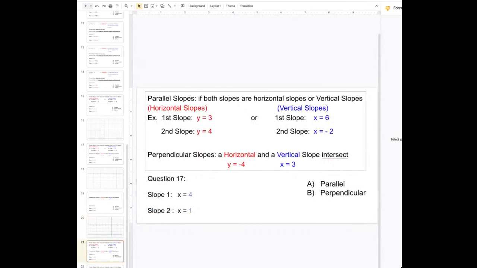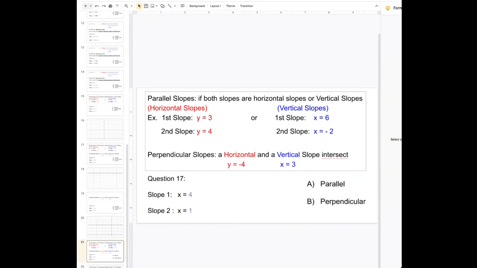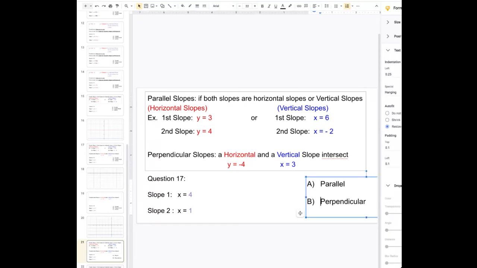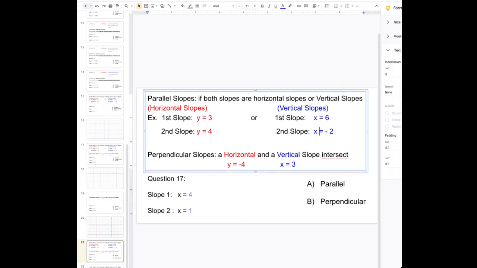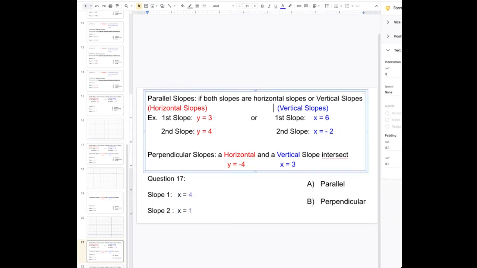Going on to the next one. Now I want you guys to try it out. It's only two choices here. Are they parallel or are they perpendicular? Looks like a lot of us are participating. The answer for this one is parallel. Why is it parallel? Because once again, in the example here, if they're both vertical slopes, like here, it's a vertical slope, it's a vertical slope. If they're both vertical slopes, then you can determine that they are parallel slopes.